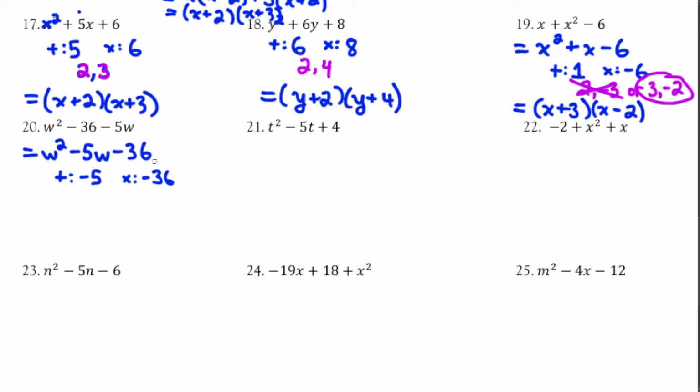If they multiply to negative 36, one is positive and one is negative again. So maybe like 6 and negative 6. No, those don't add up to negative 5. Maybe 12 and negative 3. No, those add up to a positive number. Maybe negative 12 and positive 3. No. It's negative 9 and positive 4. So the answer is x minus 9, x plus 4.